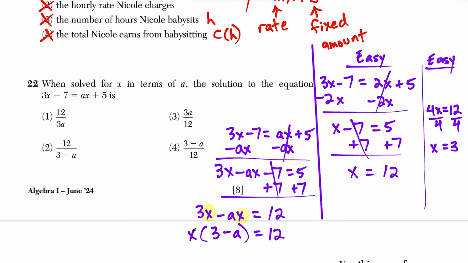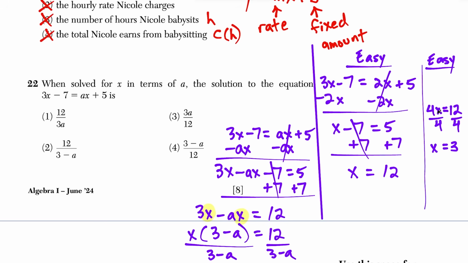And you could see here, if I were to use the distributive property and send this through, that would bring me right back to the previous line. I would have x times 3, which is 3x, minus x times a is ax. But now to solve for x, all I have to do is divide by that factor 3 minus a. Okay, so that's what's going on here.